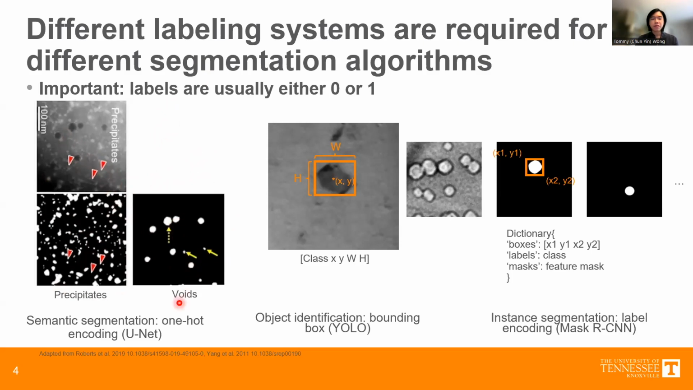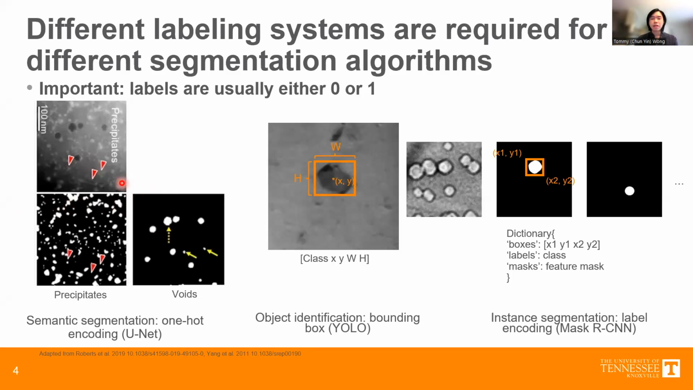So one-hot encoding simply means you identify each feature that you want to identify, for example, the precipitates, with a value of 1 for the pixels associated with the features, and the background would be 0. For voids, you would do the same, and that's why you have two separate masks.